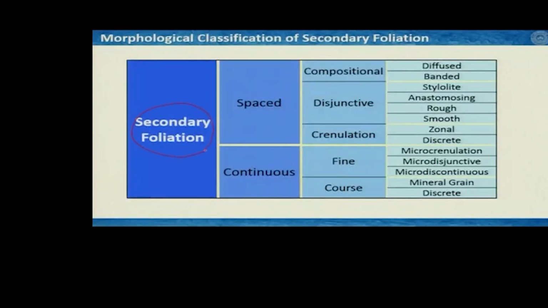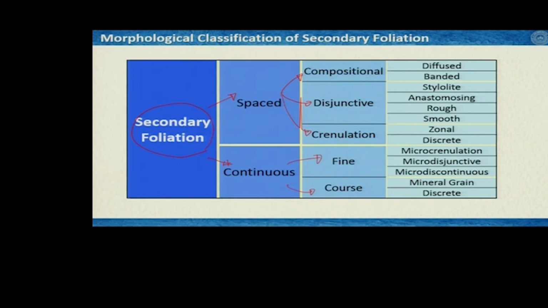So, here is the table that classifies the secondary foliations. If we consider secondary foliation at one end, then we can classify it in 2 broad domains. One is spaced foliation and another is continuous foliation. The spaced foliation is further subdivided in 3 different categories. The first one is compositional foliation or compositional spaced foliation, then disjunctive foliation and crenulation foliation or crenulation cleavage. Within the continuous domain, we have fine grained continuous foliation and coarse grained continuous foliation, or the fine foliation or coarse foliation based on their spacings and so on.